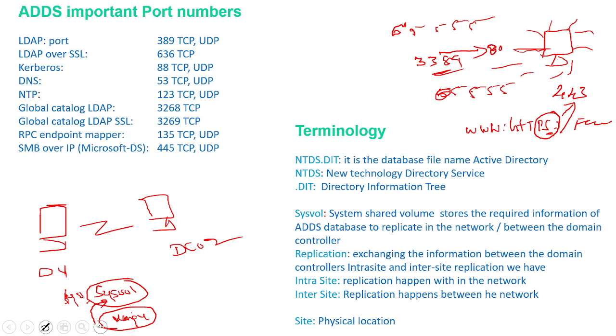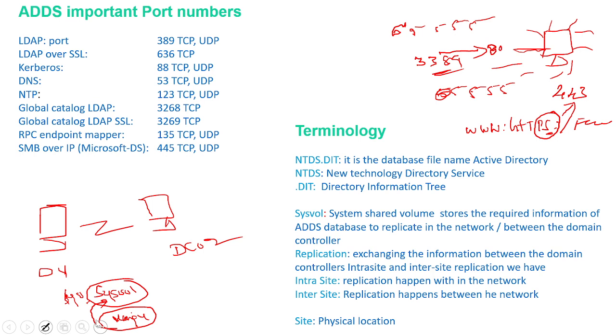You can mention, see there, system shared volume stores the required information of the ADDS database to replicate in the network between the domain controllers. Means any information you want to share, whether you want to create a user, delete a user, or apply some group policy, you created a group policy in one domain controller, that information should be passed to the remaining domain controllers, right? Those data will be kept in the sysvol. Like it is a courier service, I could say. If you want to send a courier from Bangalore to Hyderabad, we will just do courier. The courier will take care, it will reach the destination. The same thing, it is a place or a container where we keep the information to exchange.